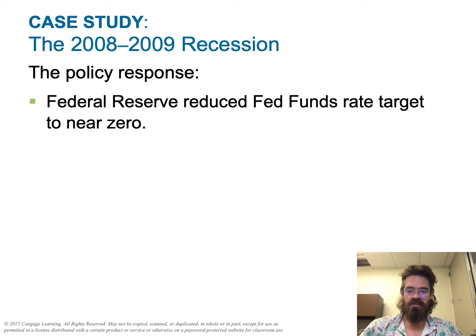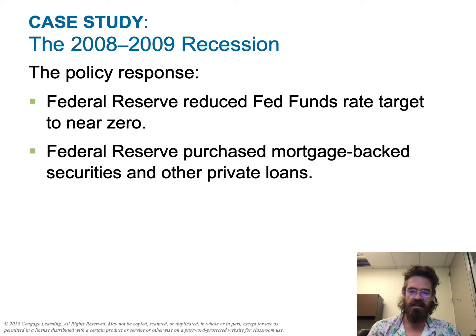Now, typically they do this by buying government bonds, but they went even further because it was such a desperate situation. So not only did they buy government bonds to increase the money supply to bring this interest rate down, but they also started, for the first time ever, buying other assets other than government bonds. So they actually started buying these toxic mortgage-backed securities as well as other private loans. So that was the Federal Reserve Bank response.